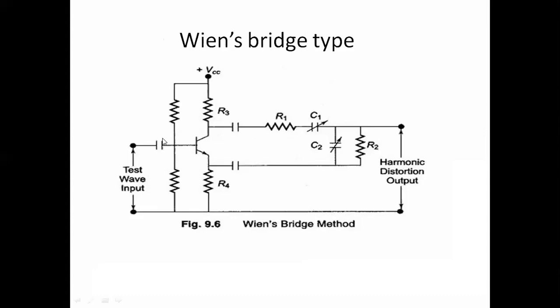In this, the amplifier section and the series and parallel combination of RC will form the Wien's bridge. Here, a series combination of RC and a parallel combination of RC will form the Wien's bridge network. We consider R1 and R2 as the same resistance values, and C1 and C2 as the same capacitance values. R3 is taken as 2 R4. By that, the fundamental frequency component will be suppressed here.